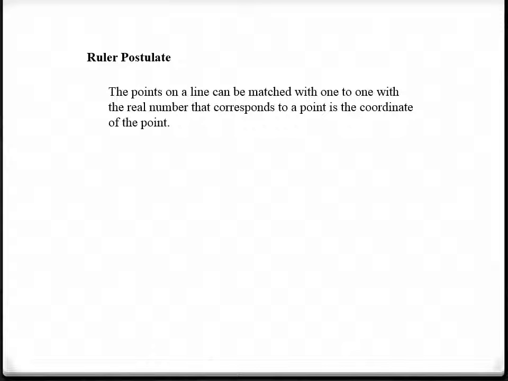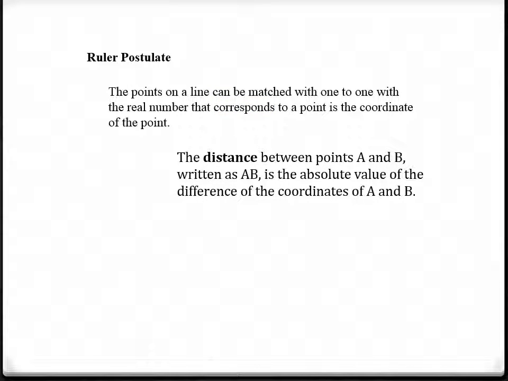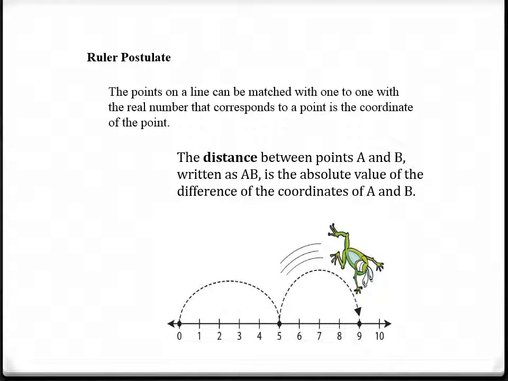Your first postulate is the ruler postulate. Basically, it's like a number line. You have real numbers on a number line, and points that correlate to that. We call them coordinates that correspond to the real numbers. The distance between those 2 points is written as the absolute value of the difference of the coordinates. The distance is also known as the measure between the 2 points.